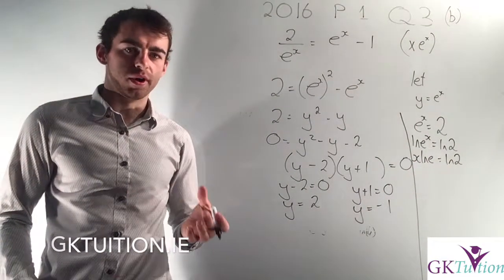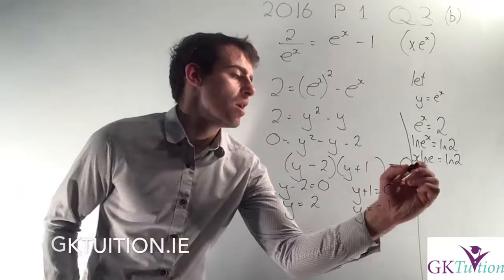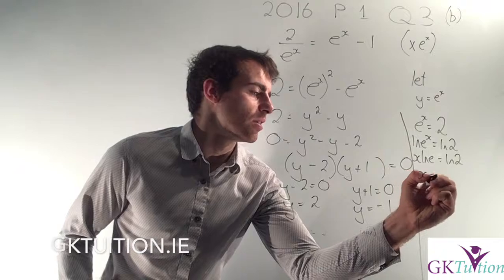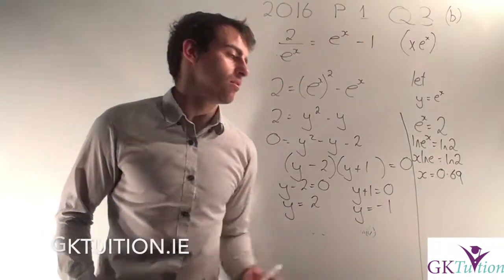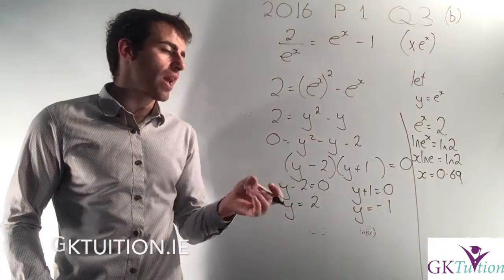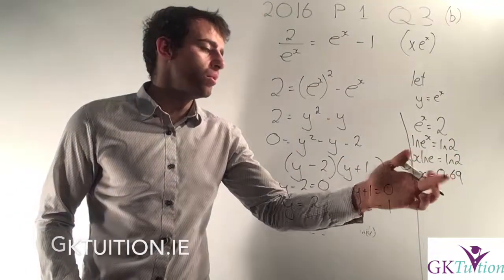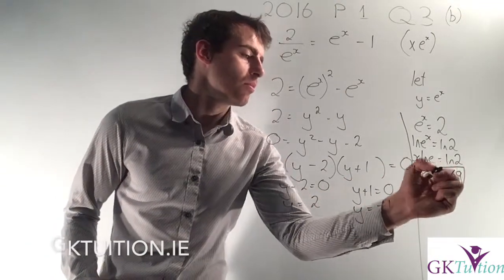ln e is just 1. So that actually just means that x is equal to ln 2. And if you put ln 2 into your calculator, you'll get x is equal to 0.69. So all I did there was, ln e is just 1, so I can ignore the ln e. ln 2 is 0.69. So x is equal to 0.69.